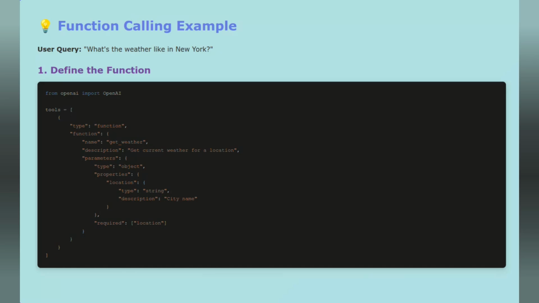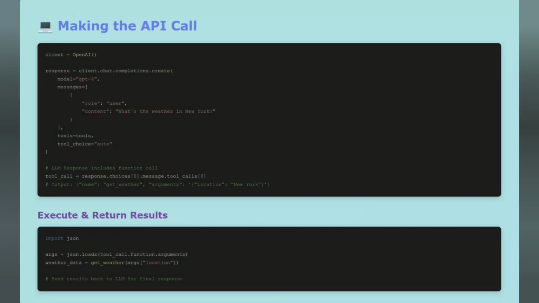The key here is that description field. Get current weather for a location. This is how the LLM knows when to use this function. The better your description, the better the LLM will be at choosing the right tool. Now, here's how we actually make the API call. We send the user's message to OpenAI's API, along with our tools array, and set tool choice to auto.